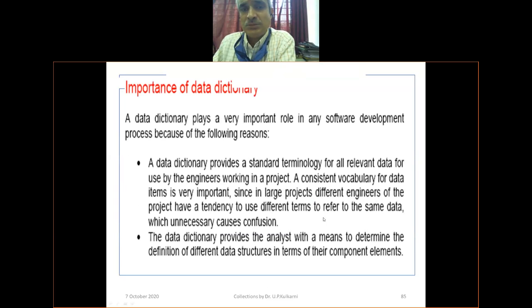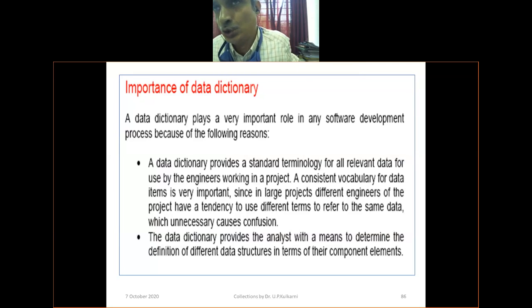Now, the importance of the data dictionary, I told you, right? You are supposed to know about the terminology used in a given domain. Once you know the terminology, understanding the domain becomes simple. This is essential when you, as an analyst, interact with the client while preparing the requirement specification. It provides a standard terminology for all relevant data used in that particular work. Please understand this. Are you clear about that? So the data dictionary plays a very important role.